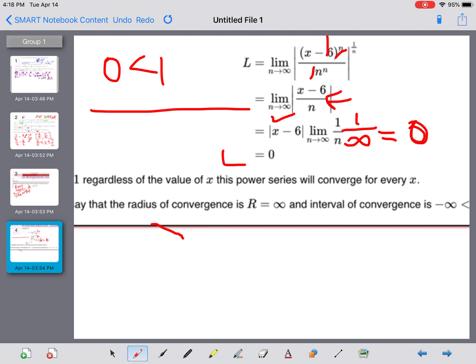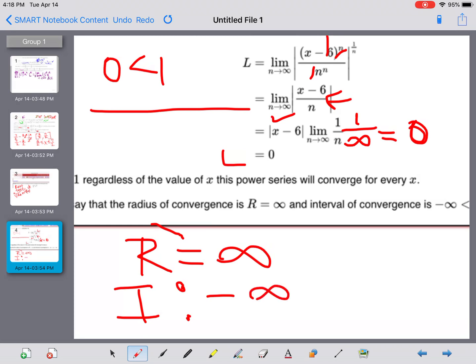So since there's no interval and there's no specific value for the radius of convergence, the radius of convergence is infinity, and our interval of convergence is the entire number line, really, going from negative infinity to positive infinity. So watch out for these special cases.